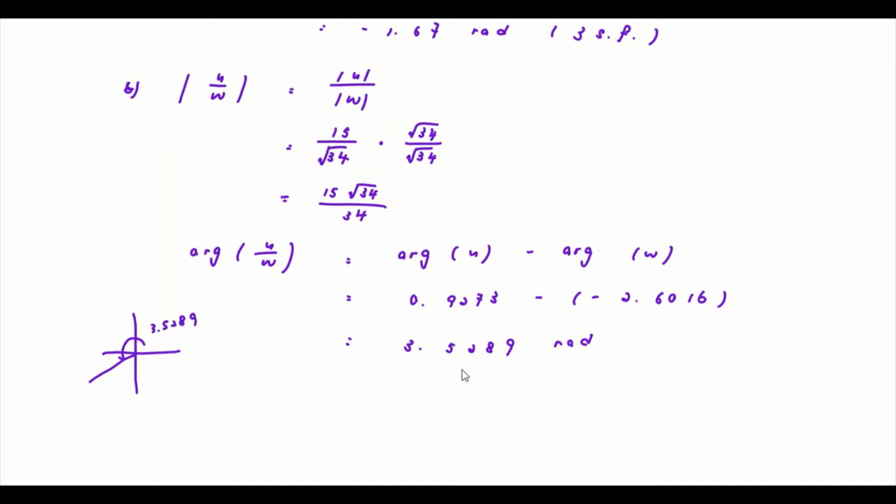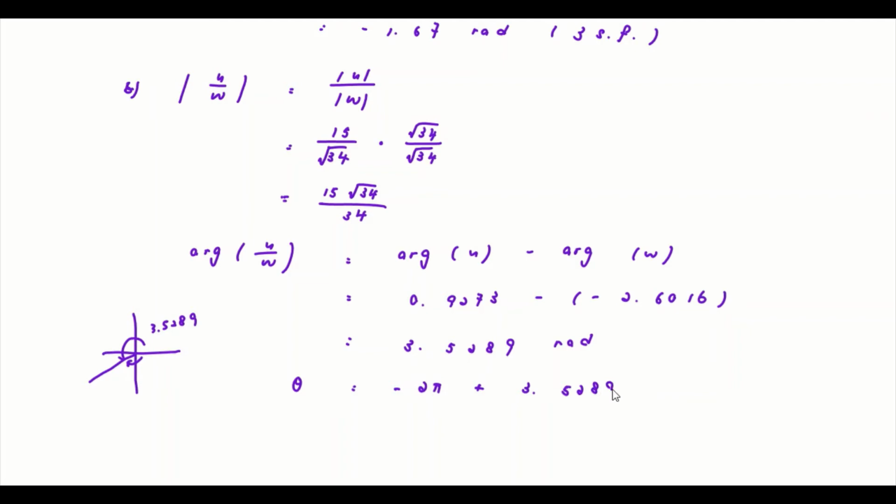So for the angle to go back to the range of the principal argument, I'll need to find what is the angle here, right? So how can I find it? Yeah, so the whole thing is going to be negative 2 pi, plus another 3.5289. So for me to get the theta, it will be equal to negative 2 pi plus 3.5289.